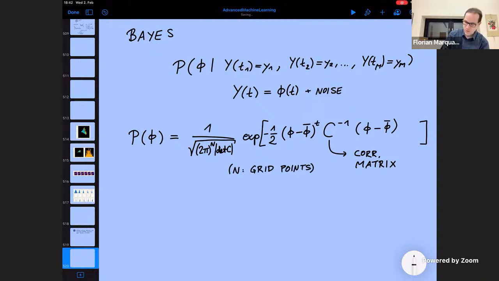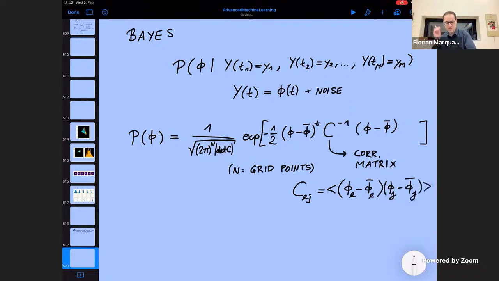Okay. And we also remember the meaning of C. So C_LJ would be the average of phi_L minus the mean phi_L times phi_J minus the mean phi_J. So it's the correlation or covariance matrix.